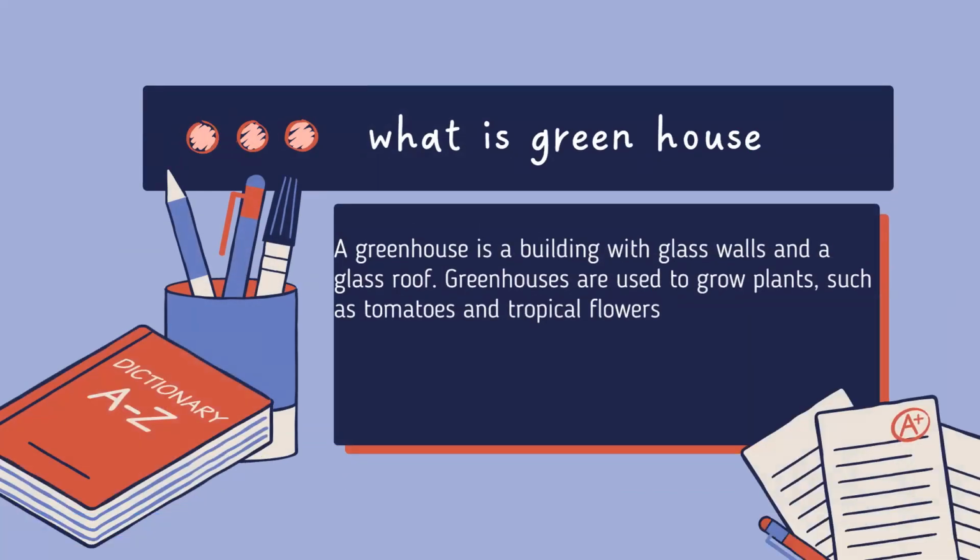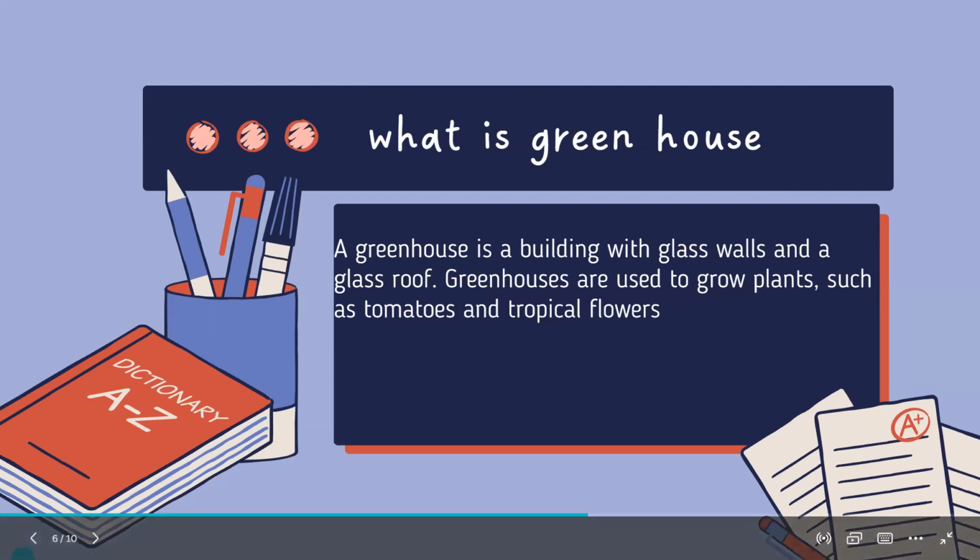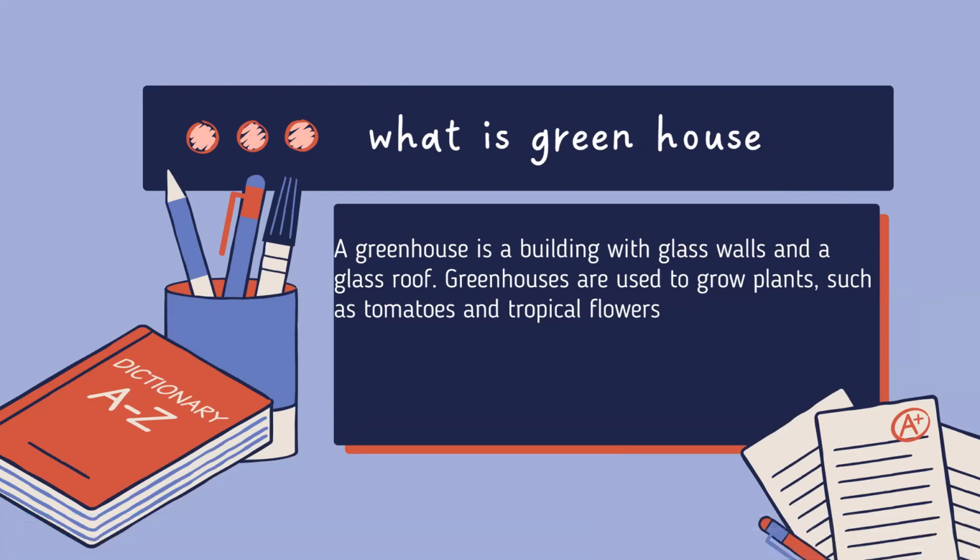What is a greenhouse? This is a little bit different content. A greenhouse is a building with glass walls and a glass roof. Greenhouses are used to grow plants such as tomatoes and tropical flowers. So a greenhouse is just a building with glass and a glass roof, and it helps to grow plants and flowers.